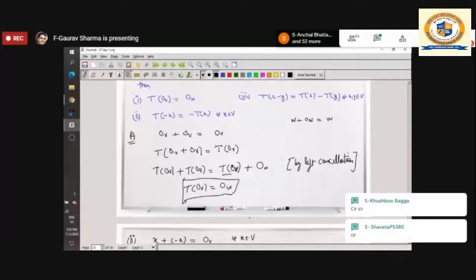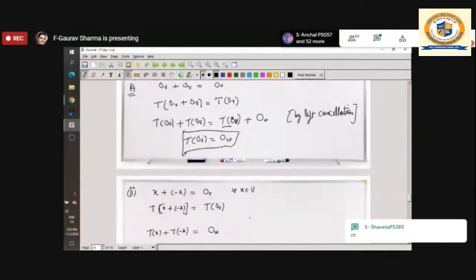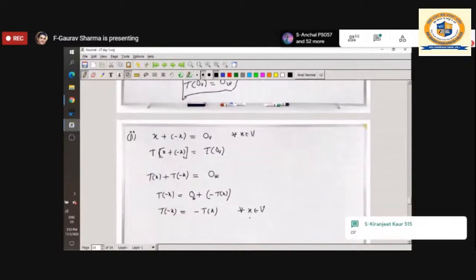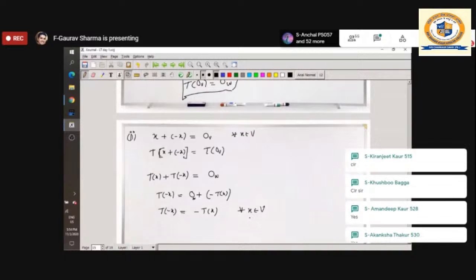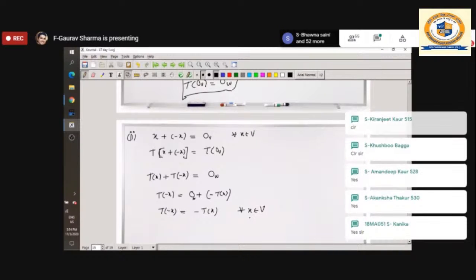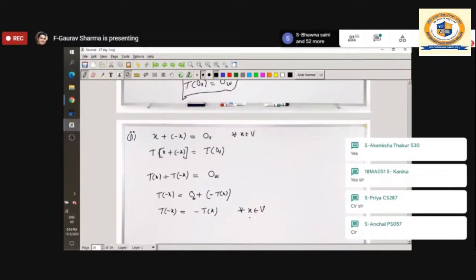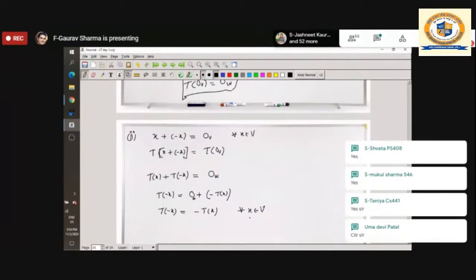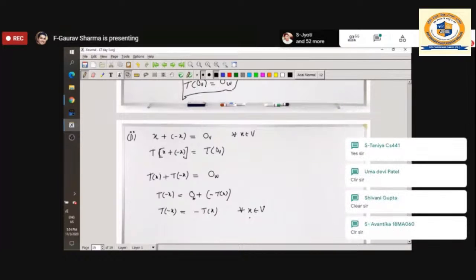Yes, students, if you understand this point, I think sir has written the fourth step directly. If you understand this point, then you can write yes. Otherwise, if you have any doubt, you can unmute the audio and we will discuss. Yes, I have missed one step intentionally.